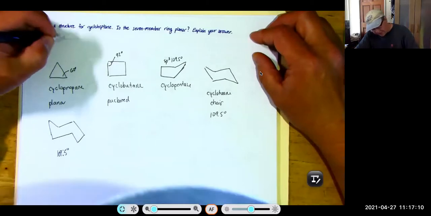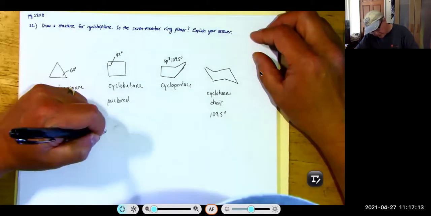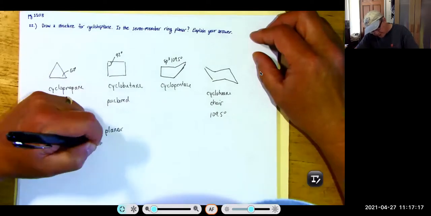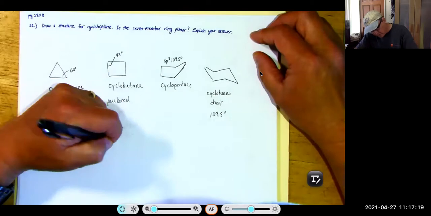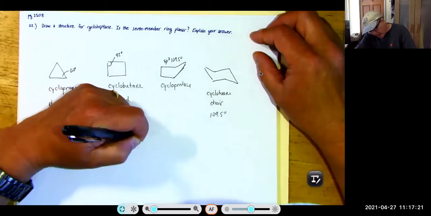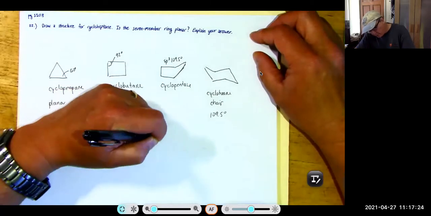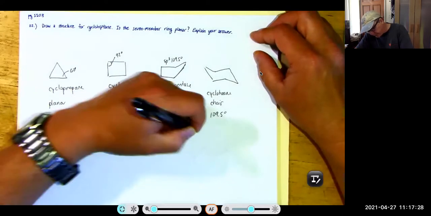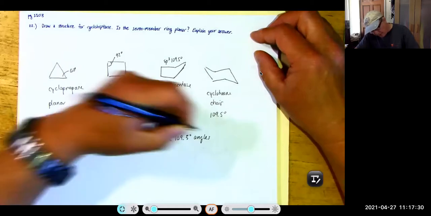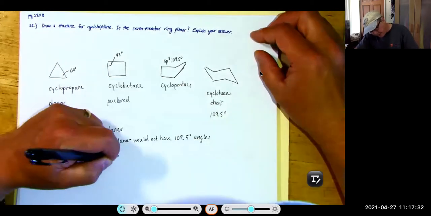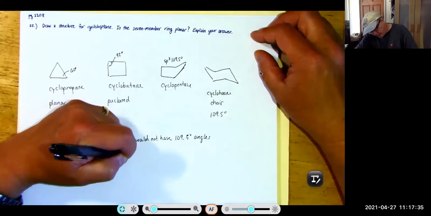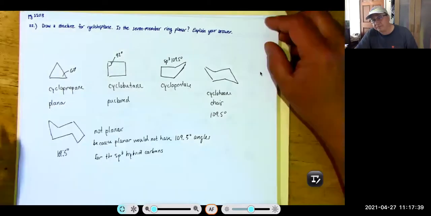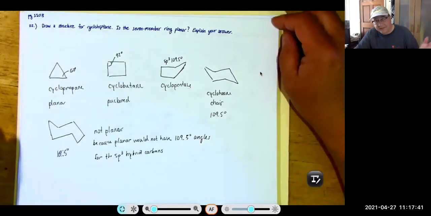So it's not planar because planar would not have 109.5 degree angles for the sp3 hybridized carbons. And that's basically it.